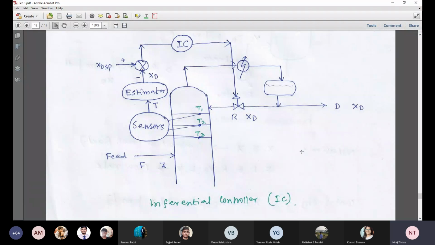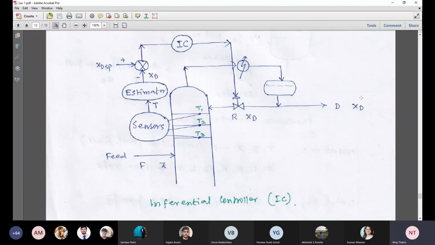Let me tell the answer this way. See, we are basically estimating XD, no? And we are comparing with the XD set point. Anyhow, we are not measuring XD here. But how can we know that the XD we are getting is correct based on this control scheme? How can we know this? Because there is no measurement information on XD. Isn't it? This question is coming to our mind, no?